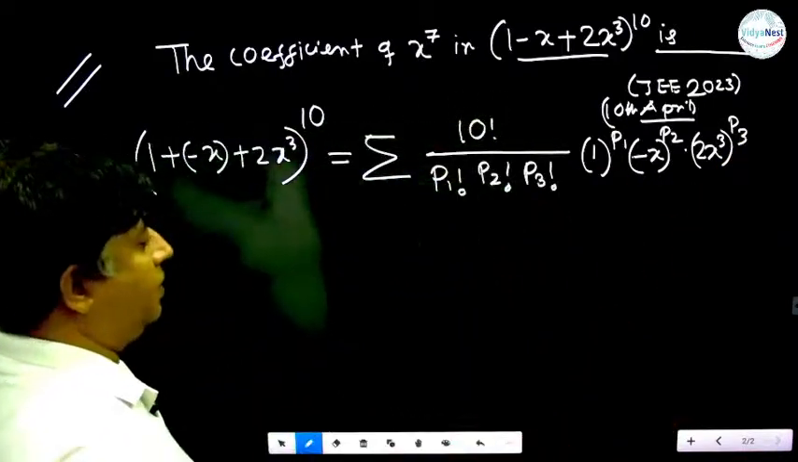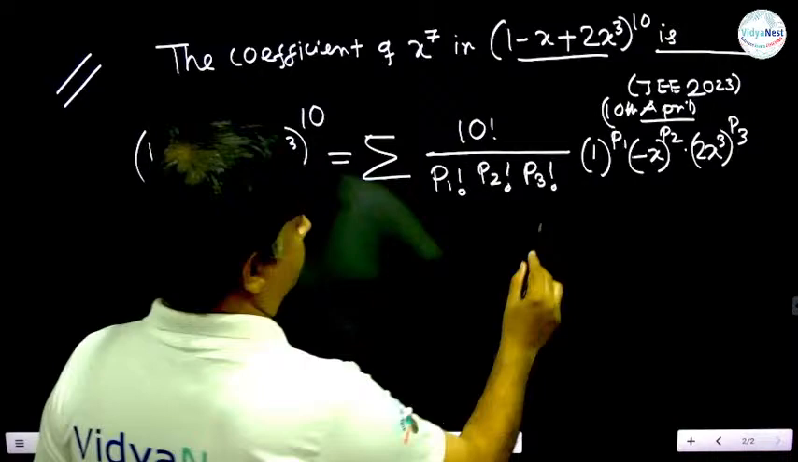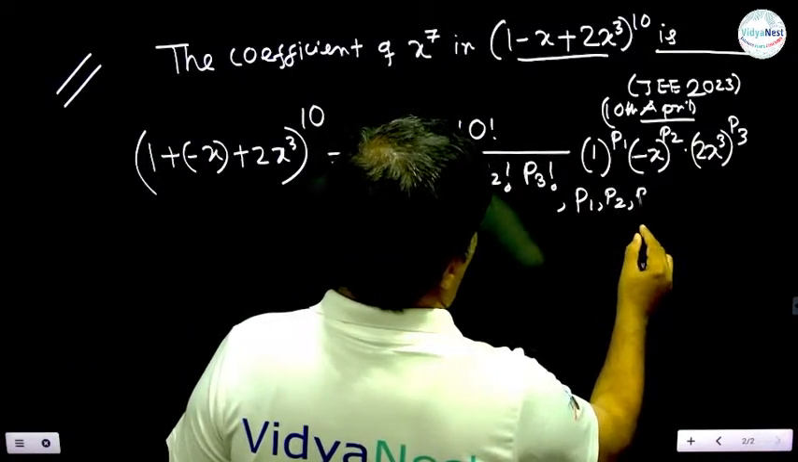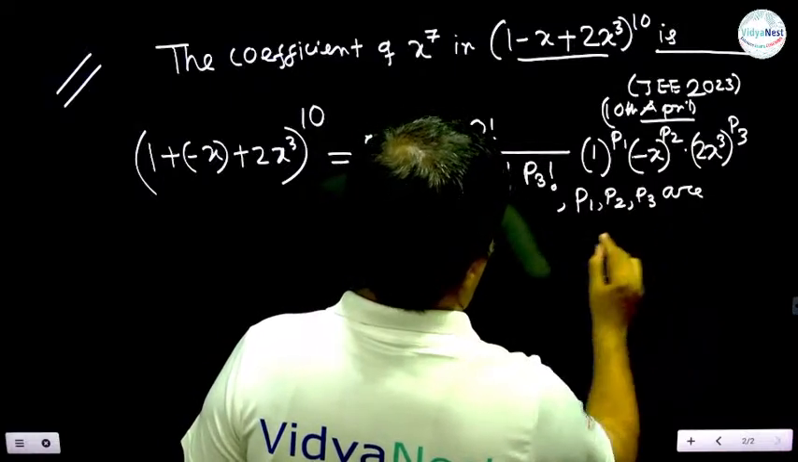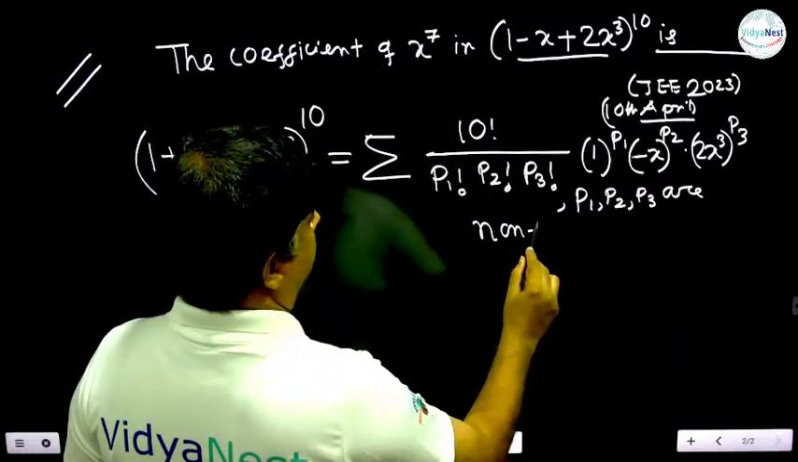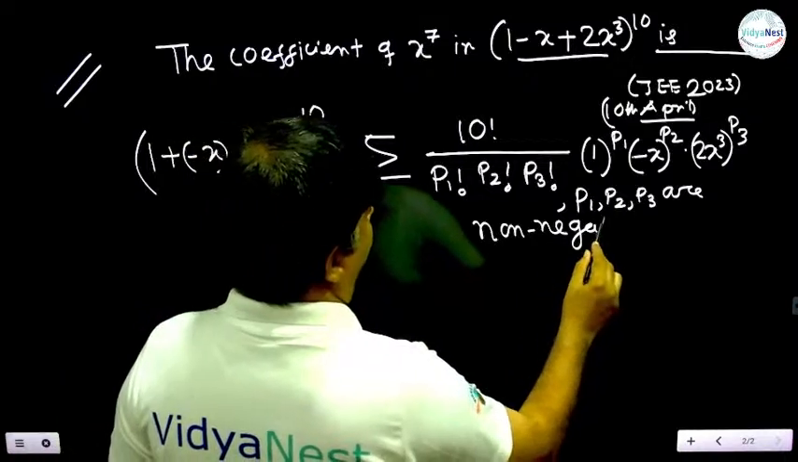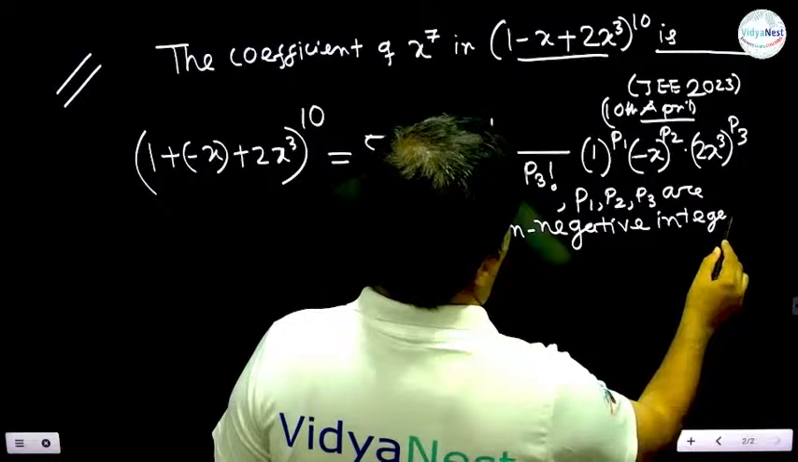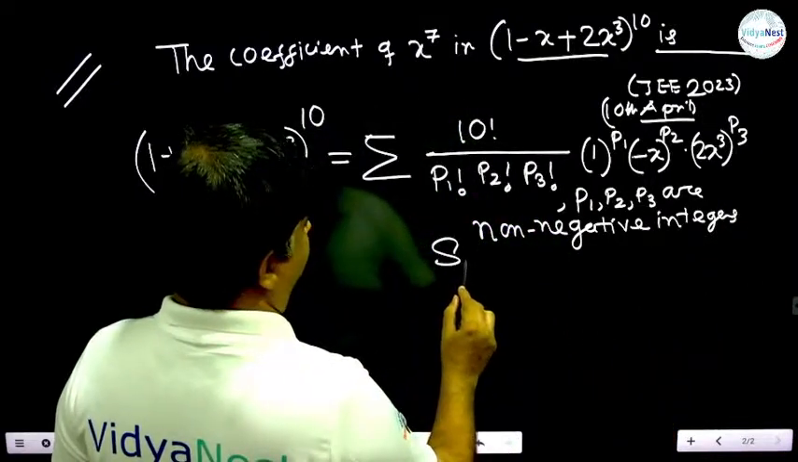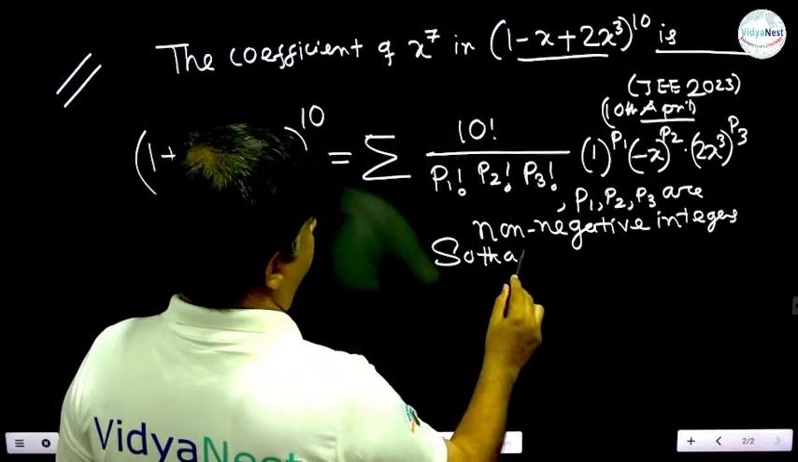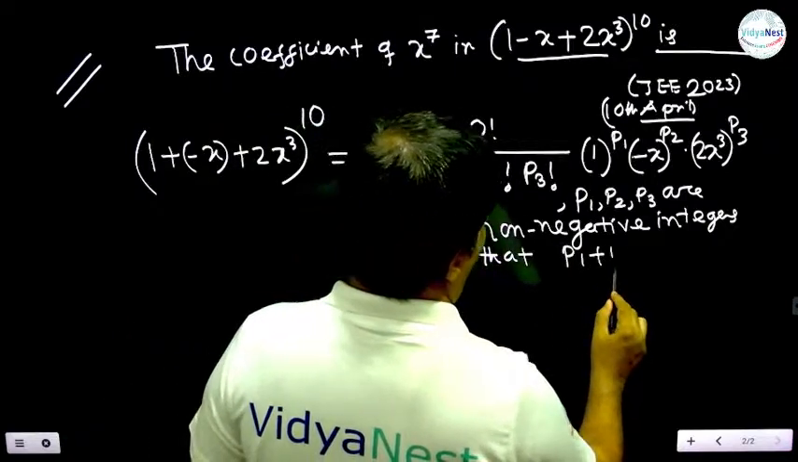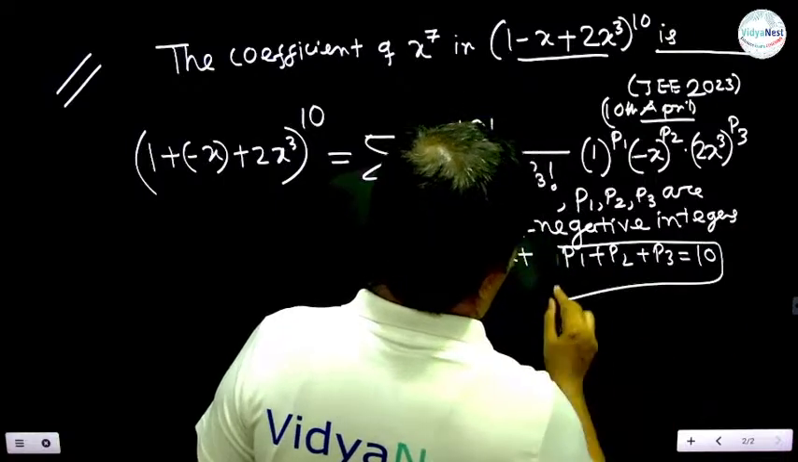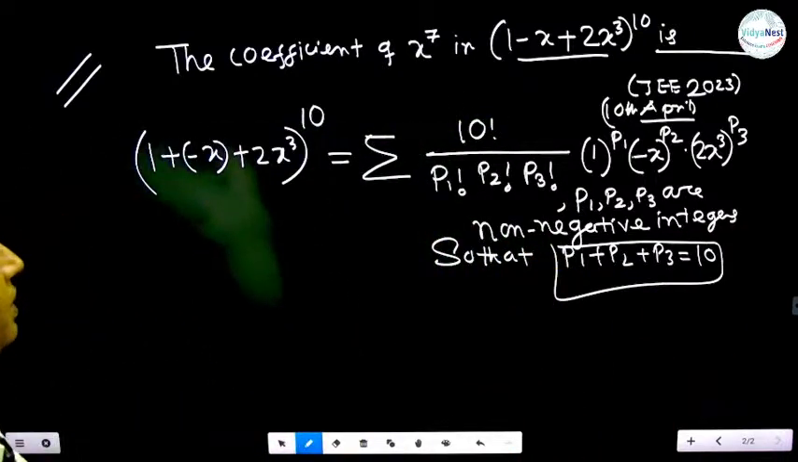Okay sir. Same way where P1, P2, P3 are non-negative integers, so that P1 plus P2 plus P3 will be 10.